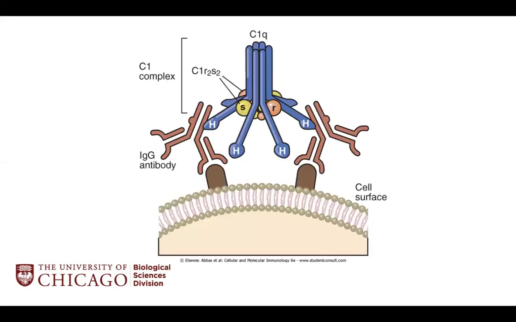Don't get too confused yet, but this entire structure here in blue, yellow, orange is C1. It's actually a complex. And this is binding to these heavy chains on the IgG, which have already bound to the cell surface of a microbe.